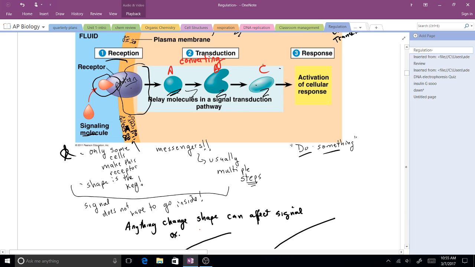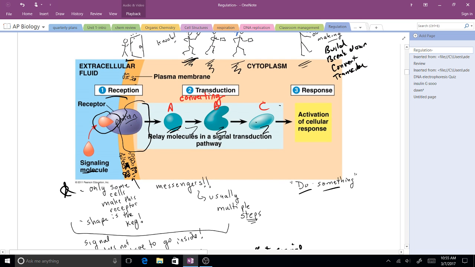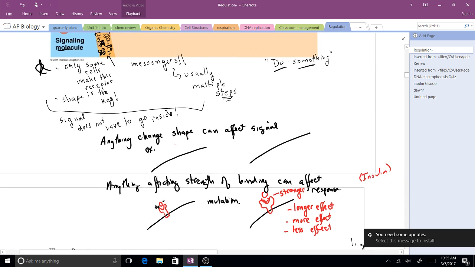Respond to this by actually changing something in the cell. So the signal, just as a big point, the signal is not going inside, at least with a lot of these. So let's look at a couple of really important key ideas here.